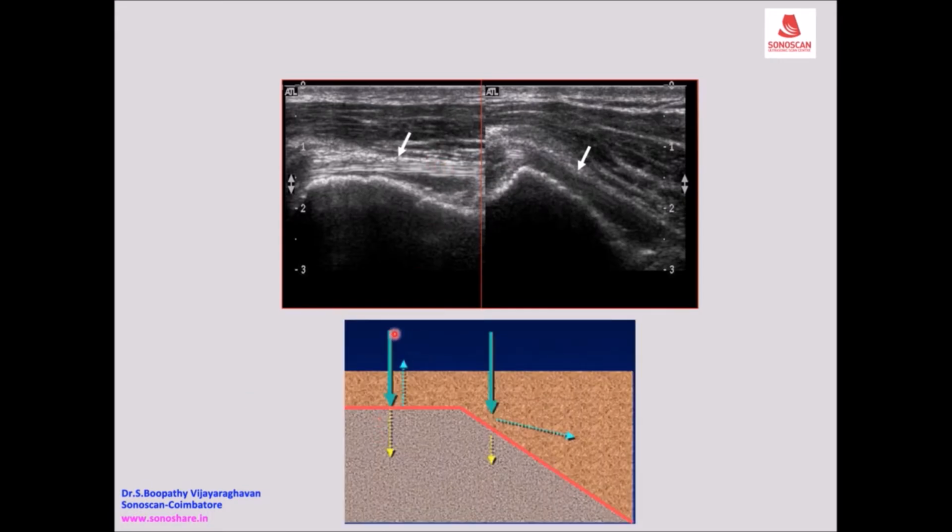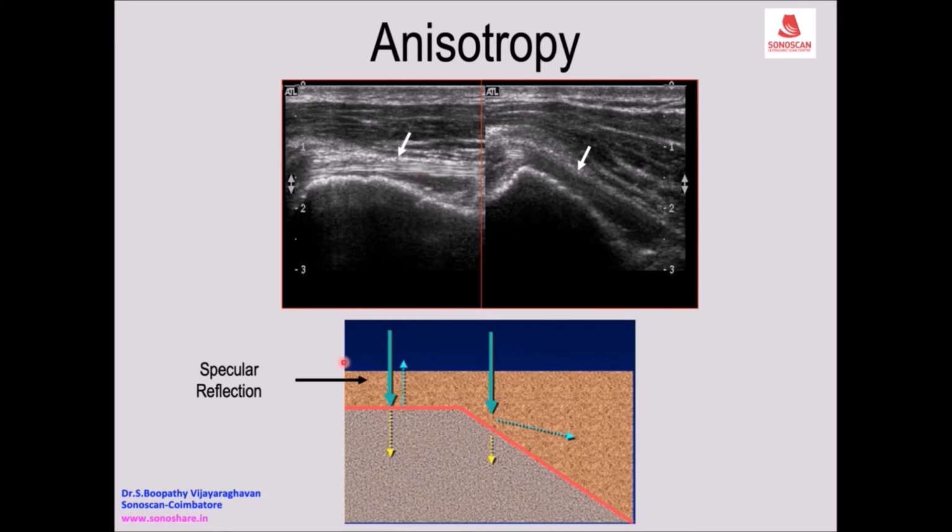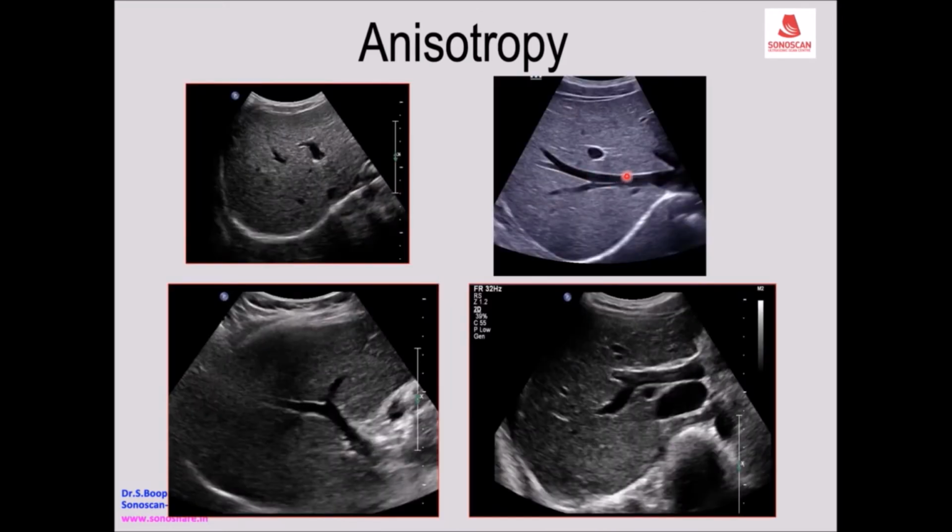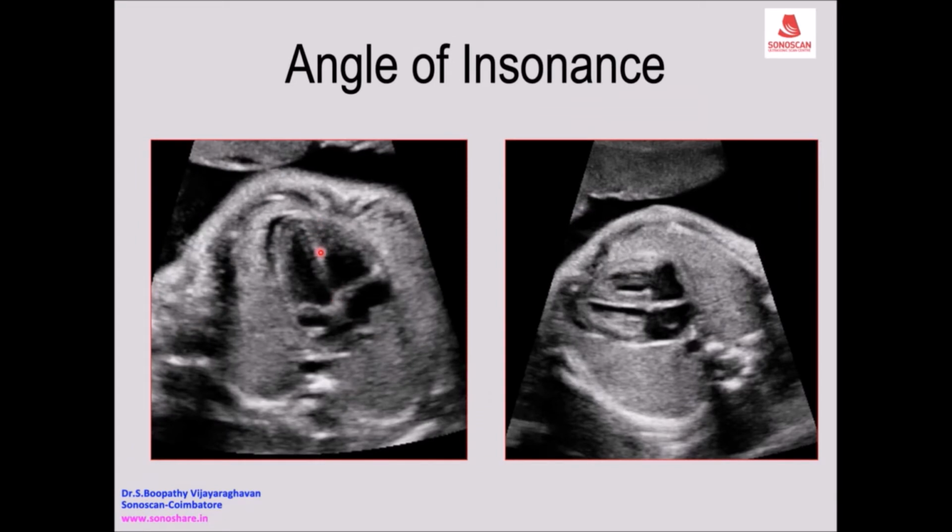Now this is the beam coming, and here the interface is perpendicular to the beam. So that will be represented nicely. That's called a specular reflection. So nice reflection. Whereas here the reflector is at a hepatic vein, whichever way the wall is perpendicular to the beam is seen well. You see the portal vein view, you see the interventricular septum, there is a false defect, ventricular septal defect, that is the dropout.